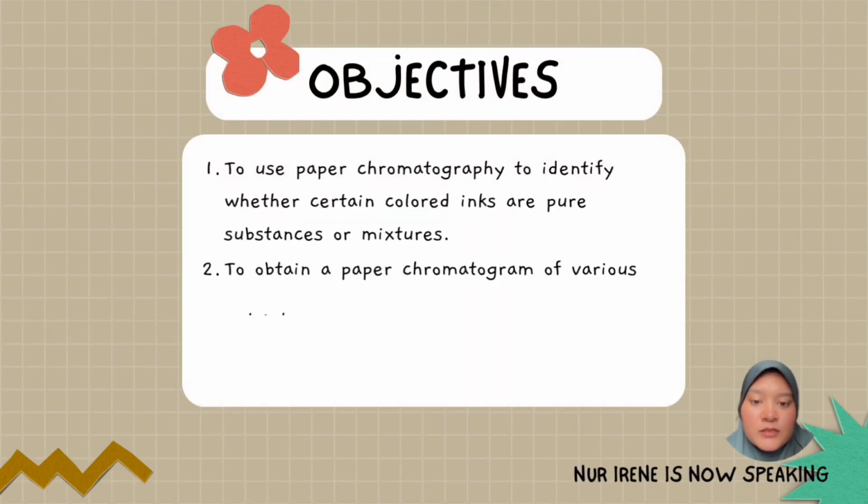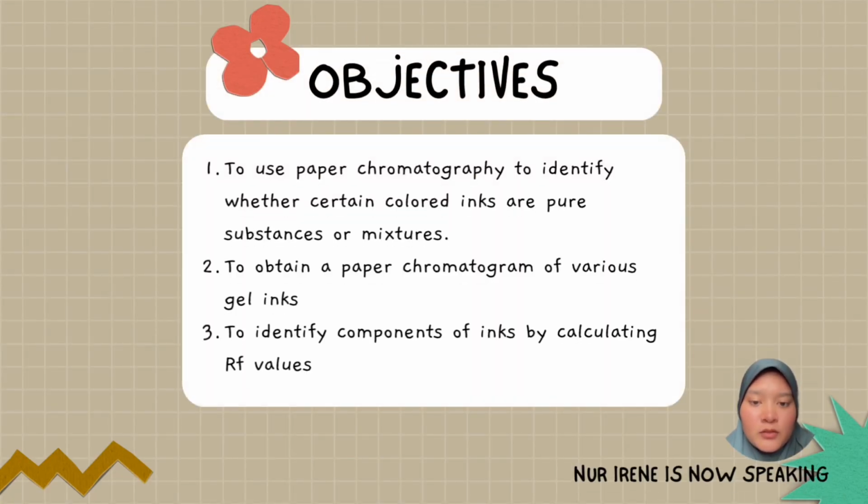The objectives of this experiment is: the first objective is to use paper chromatography to identify whether certain colored ink are pure substances or mixtures. The second objective is to obtain a paper chromatograms of various gel inks. And the last objective is to identify components of inks by calculating the RF values.